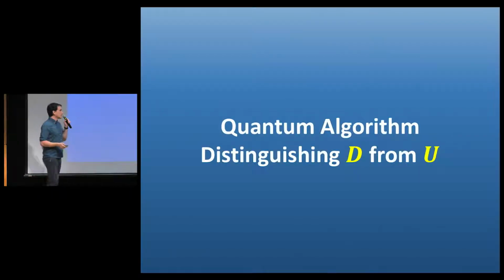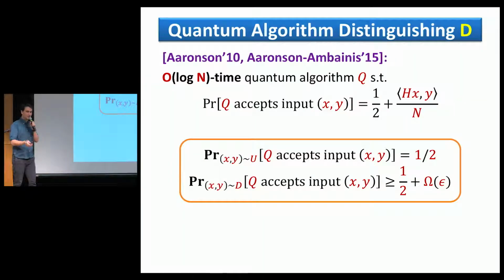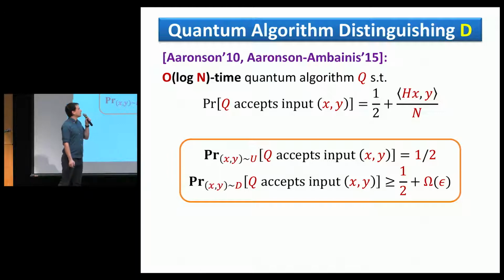So I will briefly mention the quantum algorithm distinguishing between these 2 distributions. I have sitting in the audience both Scott and Andres, so it's actually very close together. This is the algorithm that was suggested by Scott and then refined by Scott and Andres. They gave a low order log n time quantum algorithm. It runs in log time. It actually makes only 1 query to the input, and it can tell the difference between these 2 distributions. So let's see why.